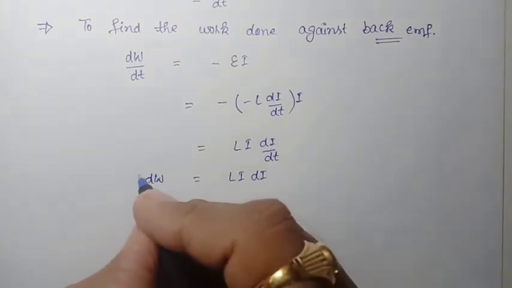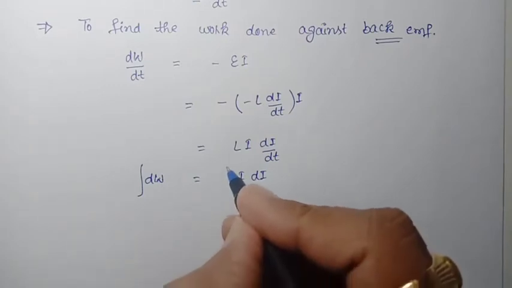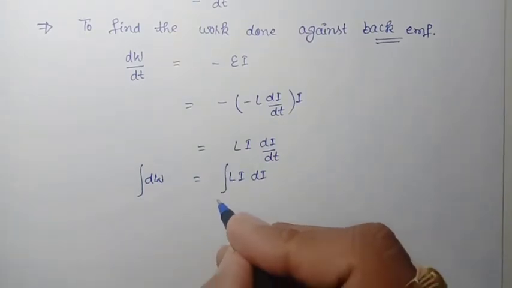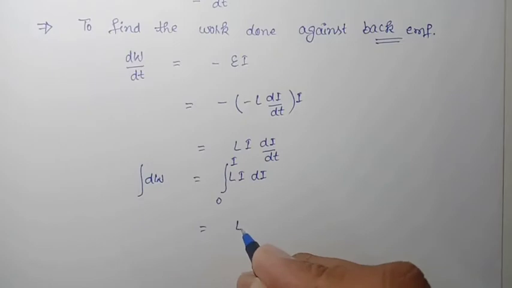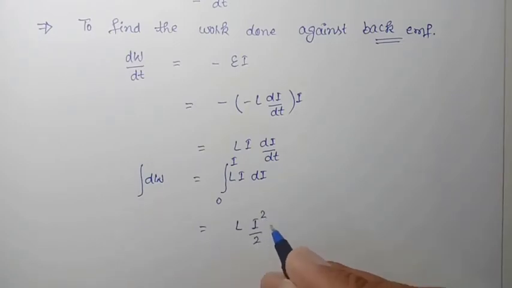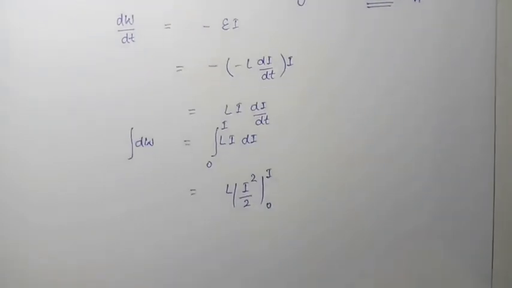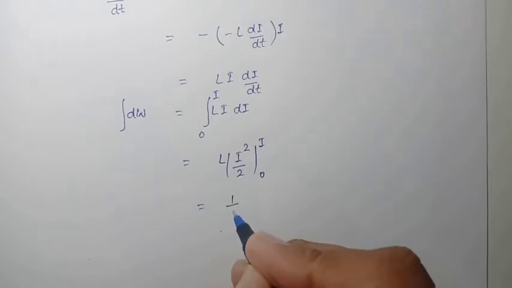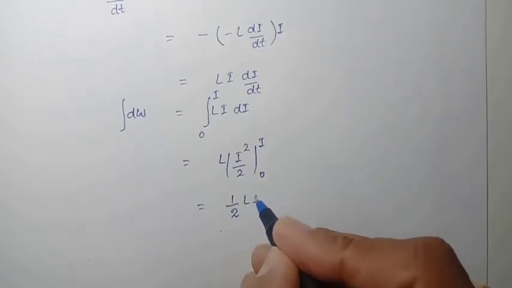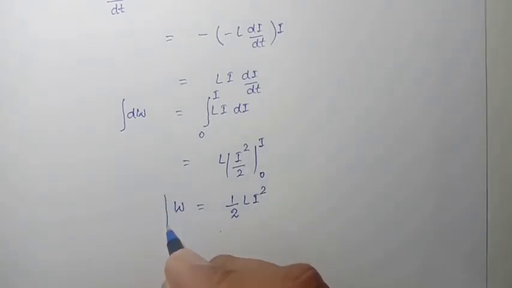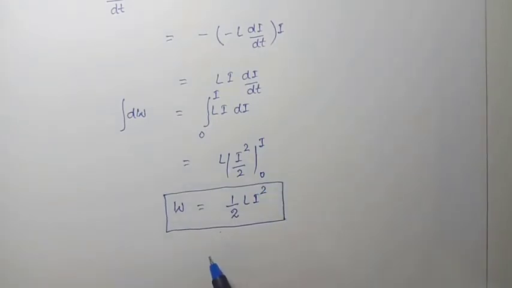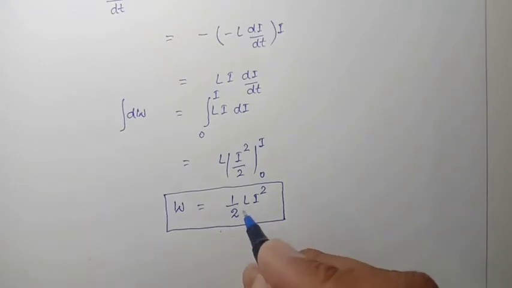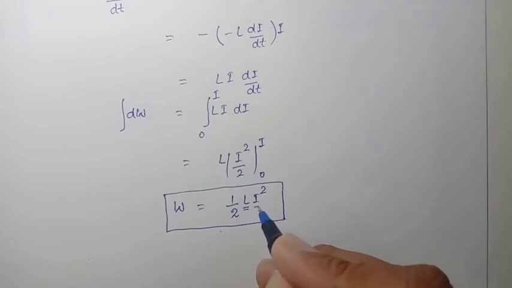When we integrate this with limits from 0 to I, that is, we start with 0 and end with the total current I, we can write L I squared over 2 with limits varying from 0 to I. This is equal to 1 over 2 L I squared, and on the left side we have W. So the work done is in terms of L, that is self-inductance, and the current.